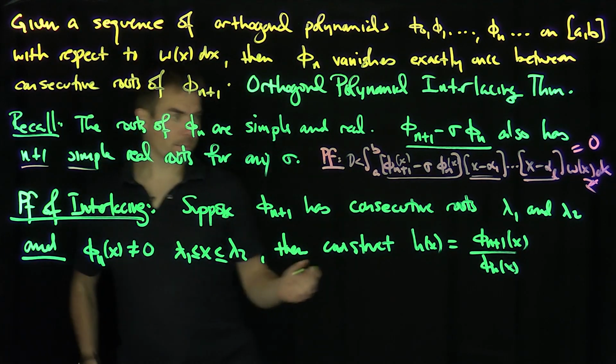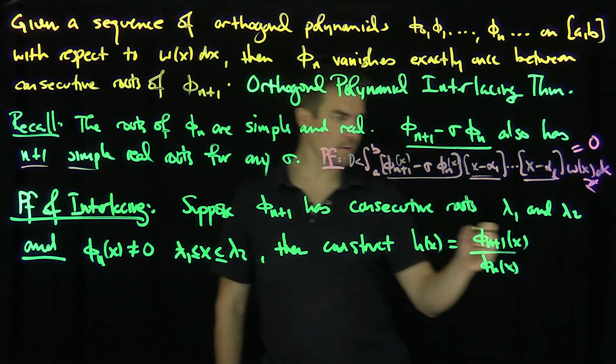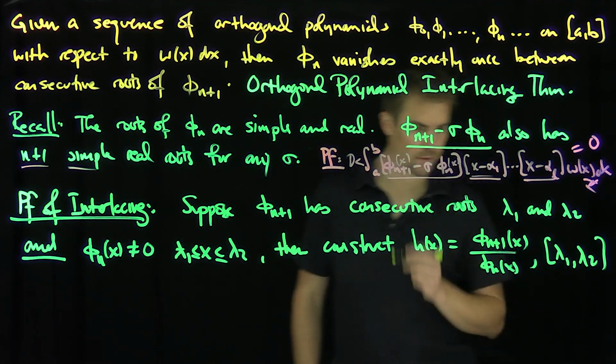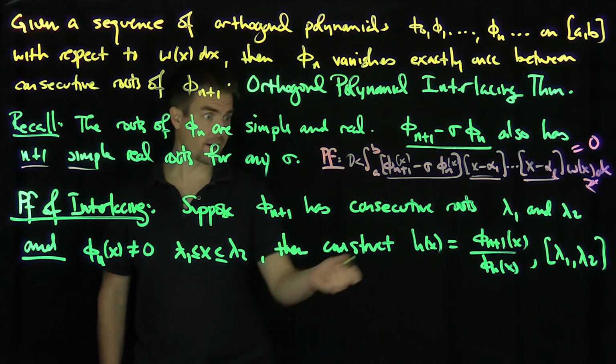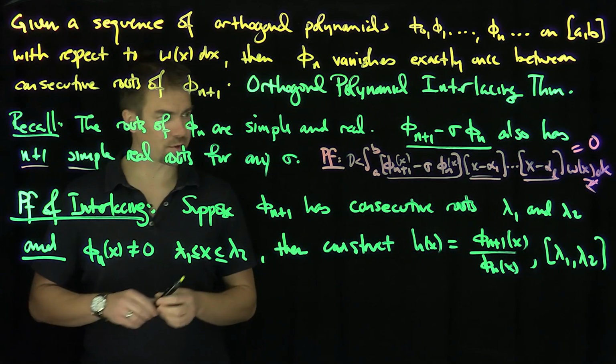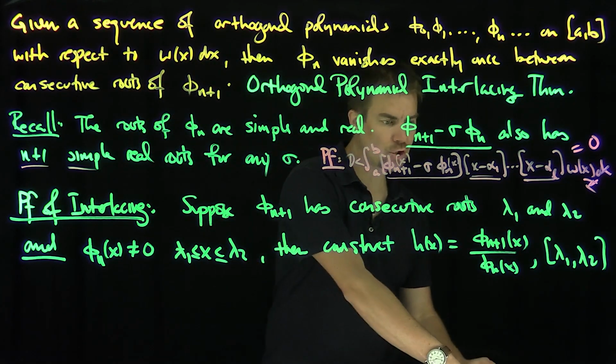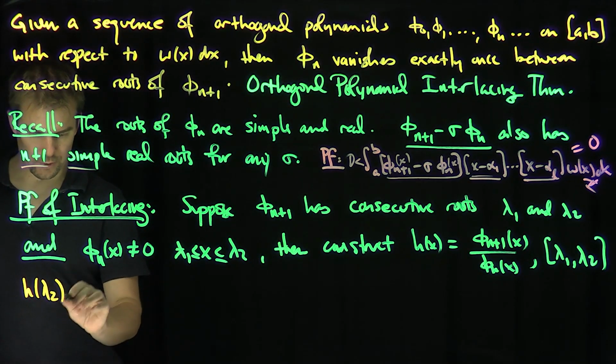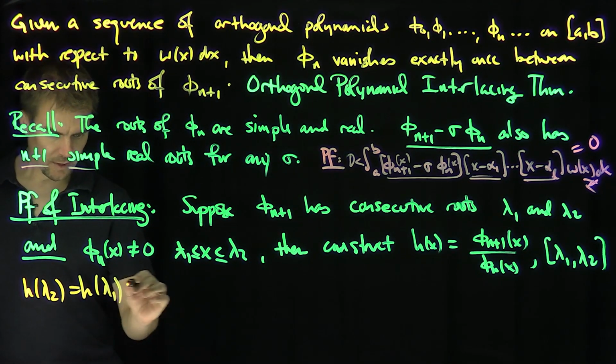Then h, of course, is a perfectly well-defined function on the interval, for those values of x on that interval over there. So h is well-defined since phi n is not equal to 0 between those consecutive roots. And now I know that h of lambda 1 and h of lambda 2 is 0. h of lambda 2 is equal to h of lambda 1, which is equal to 0.